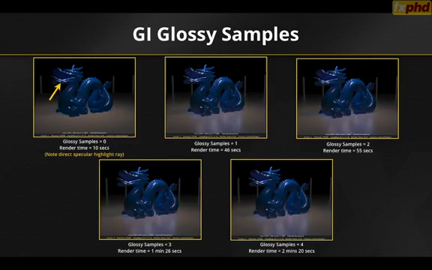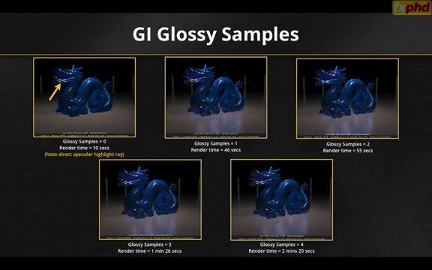So here is the Stanford Dragon, some more tests I ran yesterday. In this first image with the big arrow, you can see that my glossy samples are at 0. I have a render time of 10 seconds, but that spec highlight that you see, that's the first ray that we just talked about. If we then increase the glossy samples to 1, you can see we're actually now getting reflection in the scene, and my render time goes up to 46 seconds.